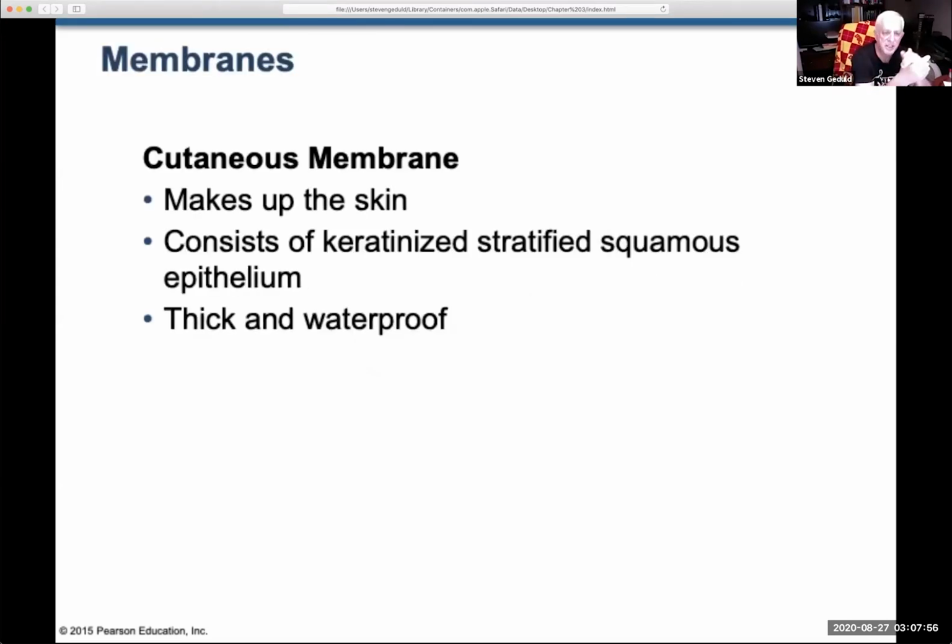Okay, cutaneous membrane. Cutaneous membrane makes up the skin. It consists of keratinized, stratified, squamous epithelium. Thick and waterproof. We added a new name. Stratified means what? Two or more layers. Squamous means what? Flat. Flat epithelium. Now keratinized. Keratin means there's a dead layer of cells over the top for protection. That's your keratinized layer. It's very thick and it's waterproof. So the skin is keratinized, stratified, squamous epithelium.